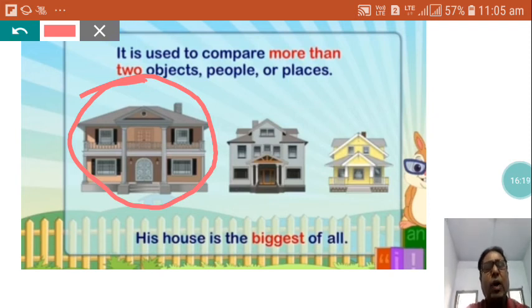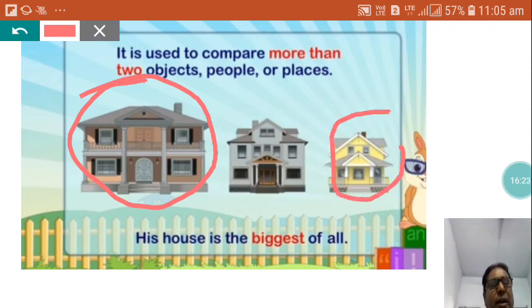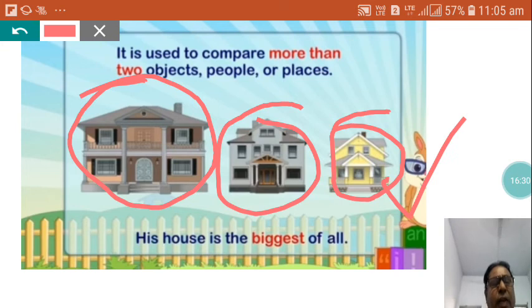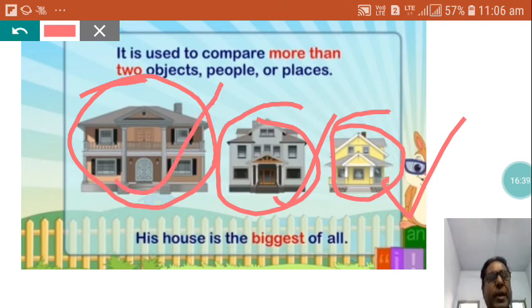You can see there are three houses. This one is big, no doubt. Simply we describe: this one is bigger than this one, that one is bigger than this one. The middle one is bigger than the first one, and then the third one is the biggest house. So you may say this house is the biggest of all. The biggest here is the superlative form of the degree.